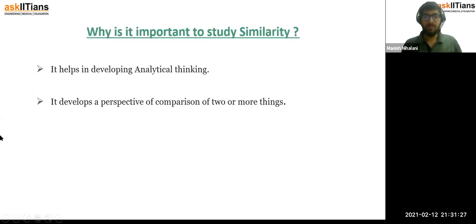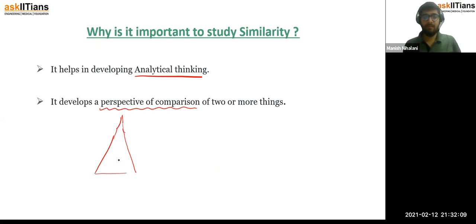First, let's understand why it is important to study similarity. What makes it important to study similarity? Similarity helps in developing analytical thinking. And it also helps you to develop a perspective of comparison of two or more than two things. So for example, the Burj Khalifa is a triangular shaped structure, which is a very tall structure, and it has 158 floors.